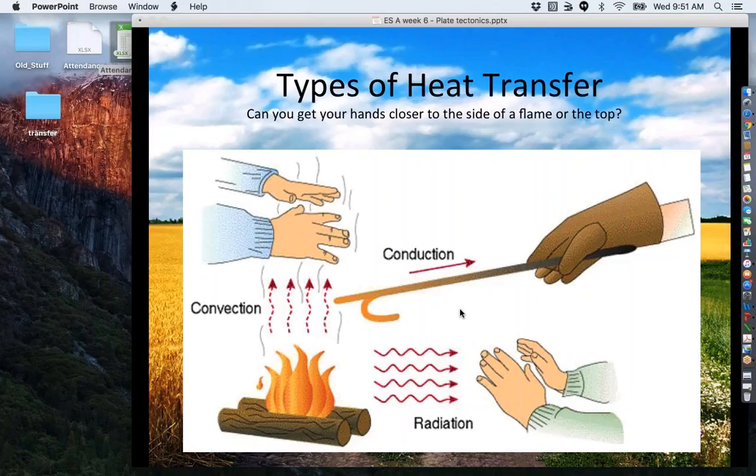How far was that? How far was it this time? Yeah, so that was almost 10. That's probably 8 or 10 centimeters, whereas from the side, I could get within half a centimeter. Something like that. It's like 10 times different. So I could get my hand much closer to the side of the flame, couldn't I?